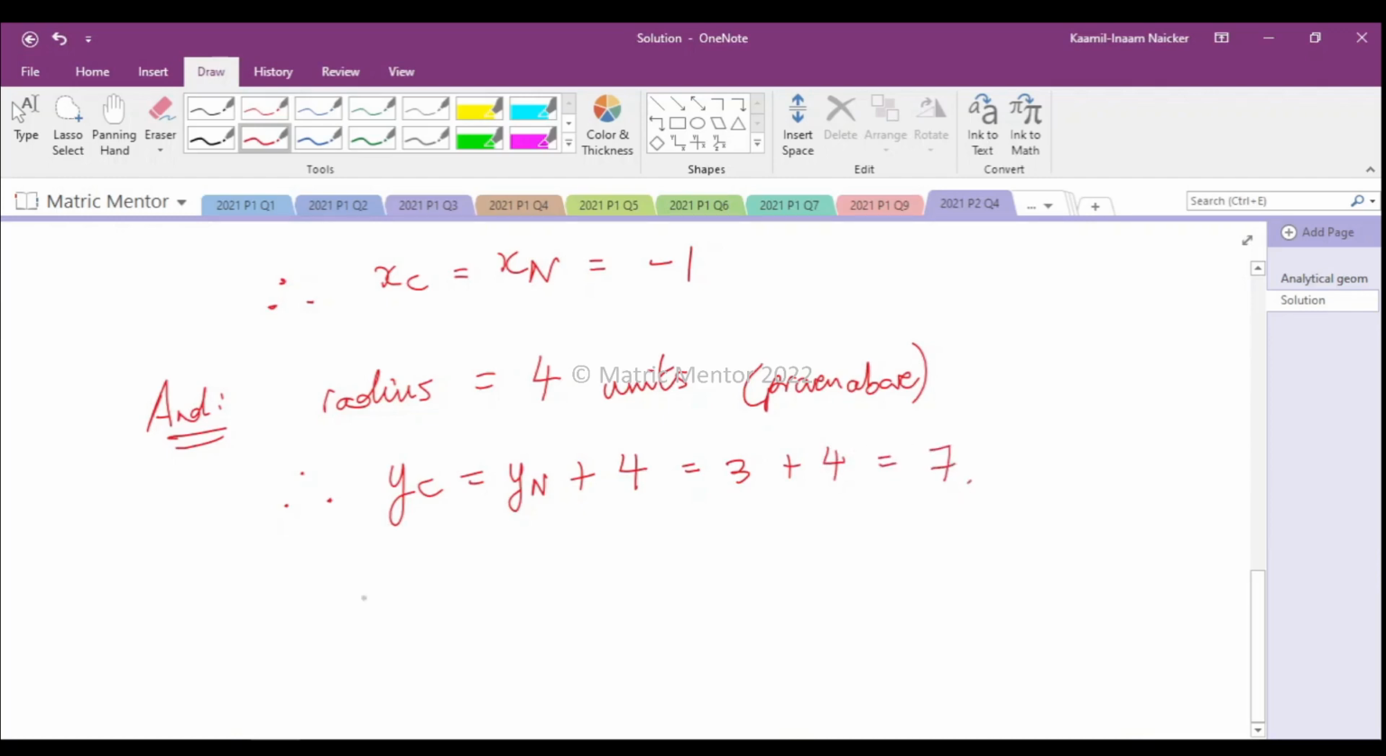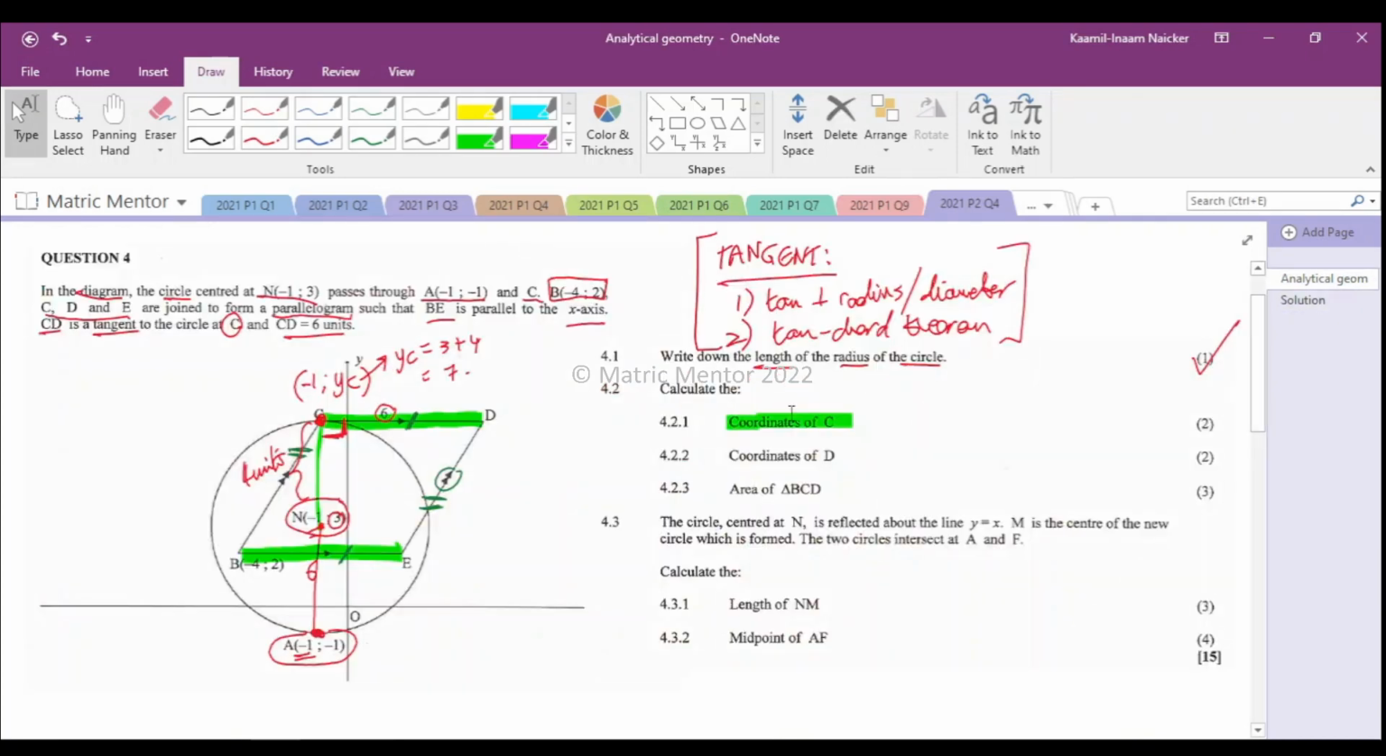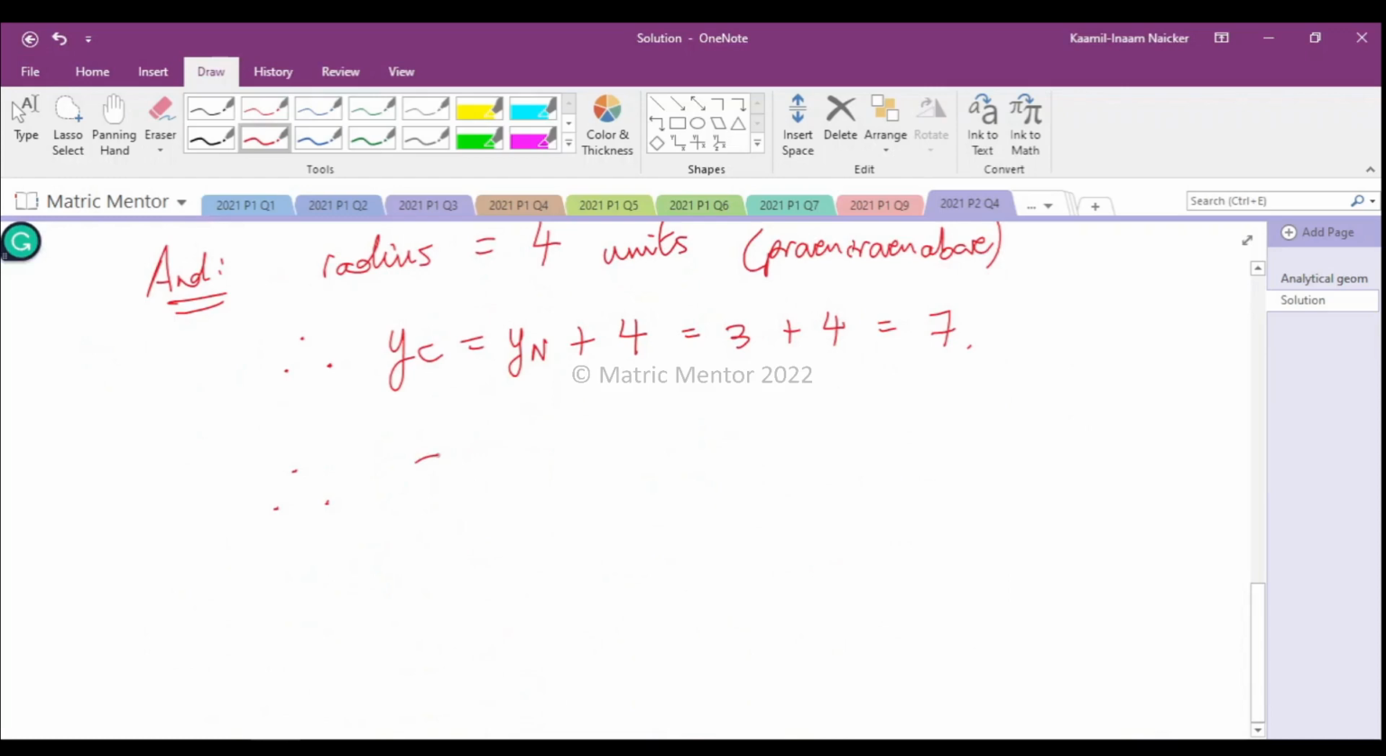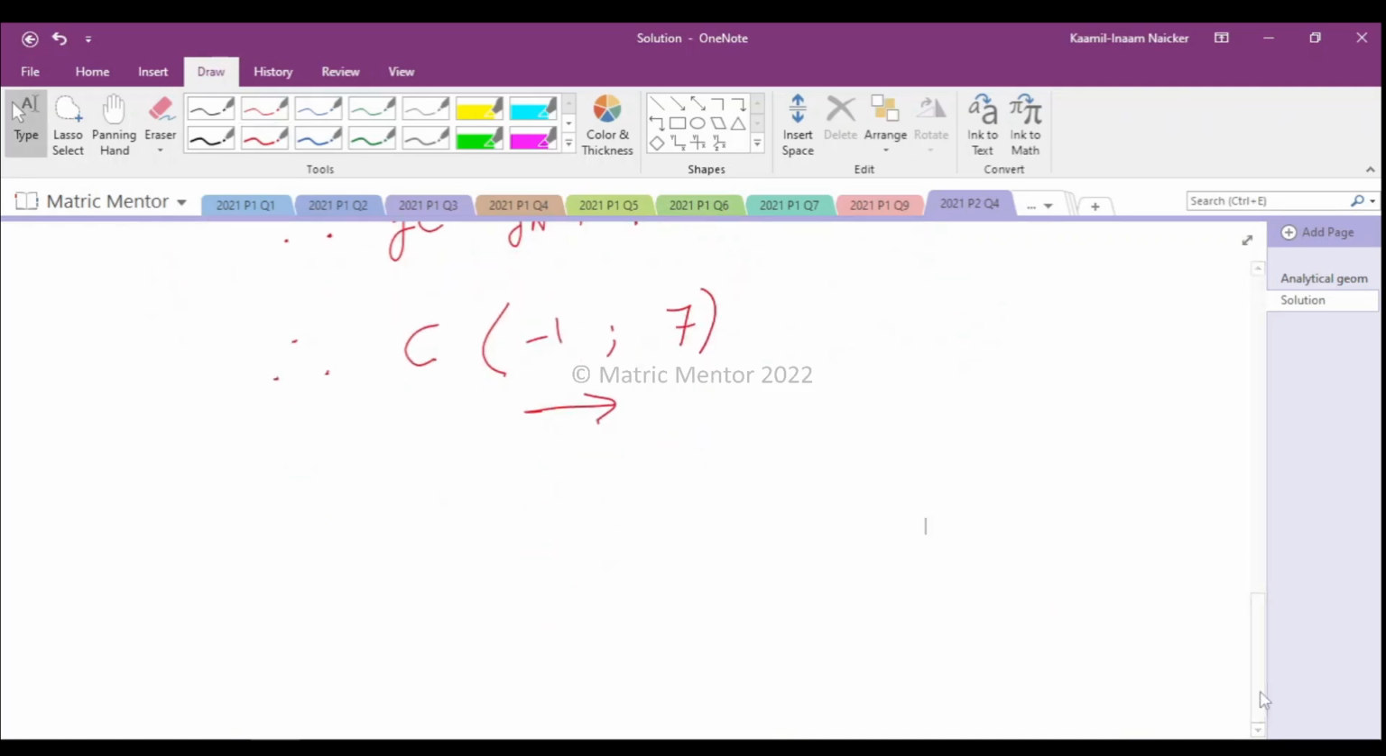which is equal to 7. And so remember, make sure you are answering the question. The question says to you, find the coordinates of C. So your last statement must be, C is located at minus 1 and 7. Okay, excellent. Now let's proceed.